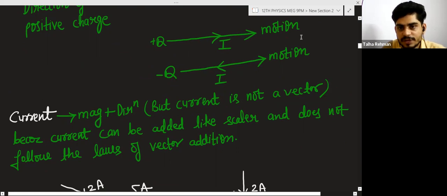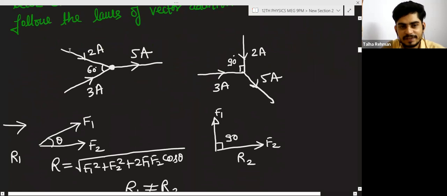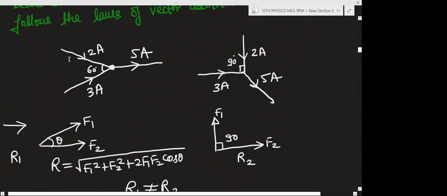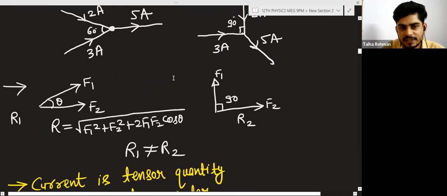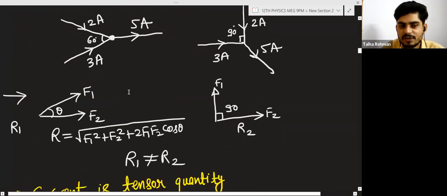Current is not a vector quantity because current does not follow the laws of vector addition. See, here are two currents at 60 degrees. The direction of one current is this, and the direction of the other current is this. This is 2 ampere current, this is 3 ampere current, and when you add them, we can add the current directly. 2 ampere plus 3 ampere equals 5 ampere. Now I have changed the angle to 90 degrees, and again we get 5 ampere current. Means this current is not following the vector laws.